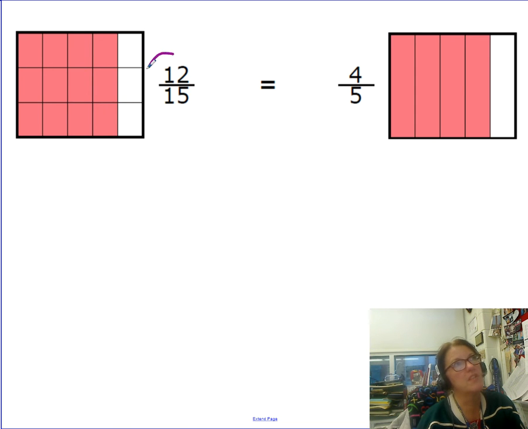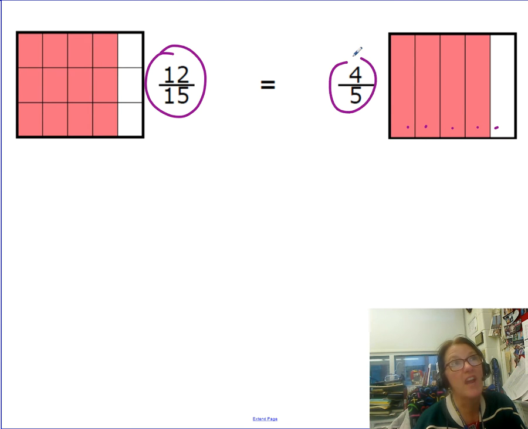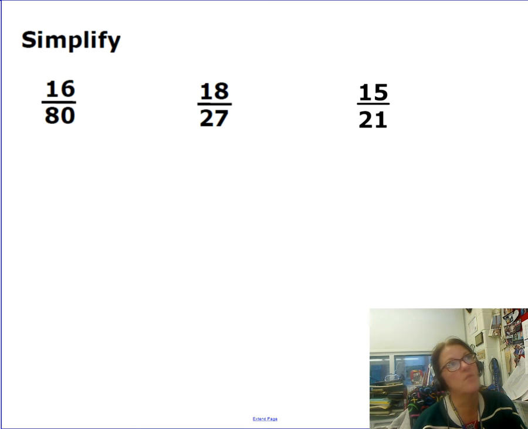So to represent this fractionally, 12 out of 15. Over here, I have a picture that's the same size. I've divided it into only 5 pieces, and I have 4 of the 5 pieces. But if I laid these two on top of each other, they're exactly the same. These two fractions are exactly equal to each other. Different names, but that's because this one isn't in simplest form.